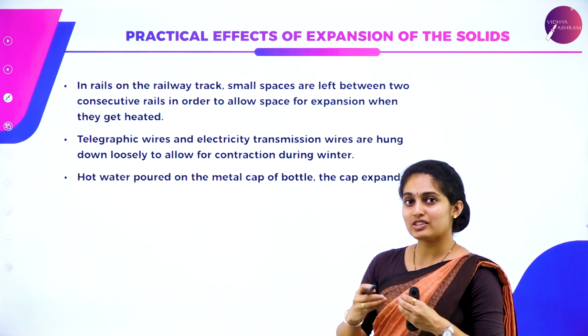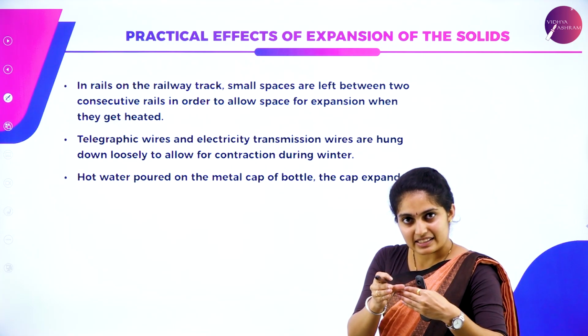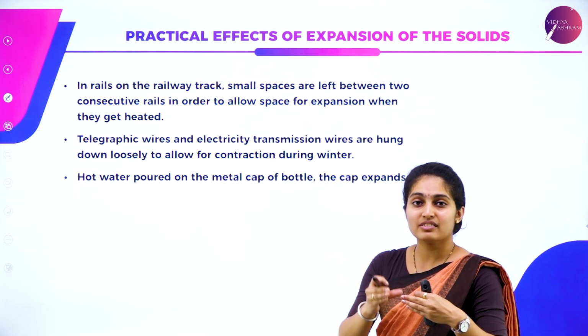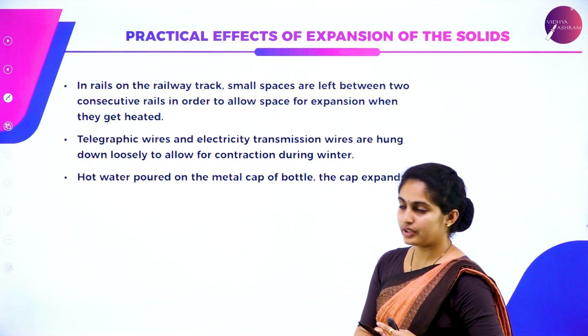So that is due to, because in summer when the temperature increases, what happens? The rail tracks get attached. So they need some space. Otherwise they will overlap with each other. That is what exactly they have looked after.